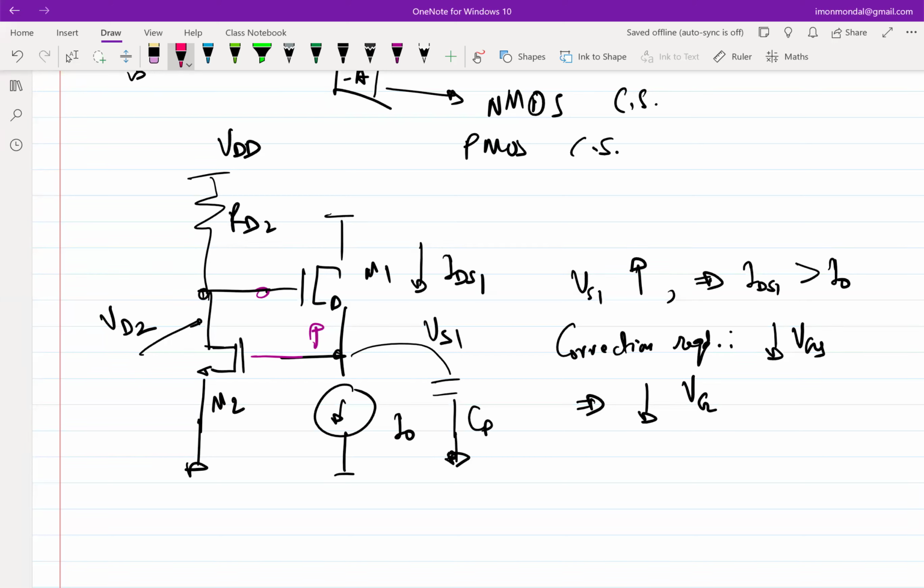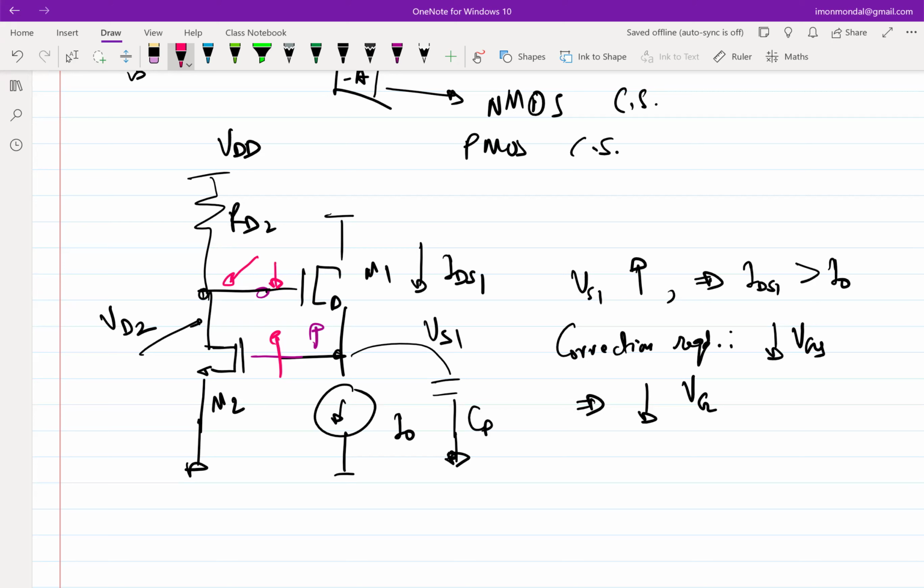Then what's going to happen to VS1? That is the gate of M2. This is going to increase. If this is increasing, what's going to happen to the current through M2? It will increase. What's going to happen to this voltage, VD2? It is going to decrease, right? Because current through M2 increases, so you are going to have more drop across RD2. The voltage at the gate of M1 is going to decrease. If the voltage of M1 is decreasing, what's going to happen to IDS1? It's going to decrease, right?